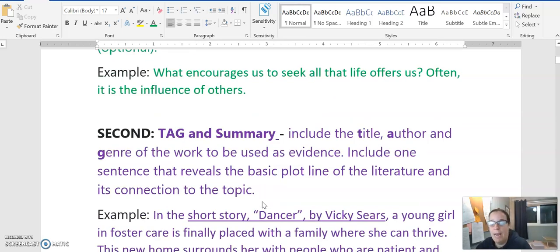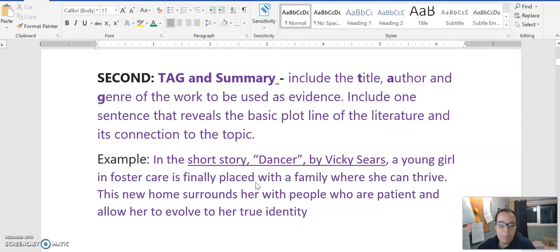The next step is the tag and summary. So this might be sentence 2 and 3, or maybe 3 and 4. Again, this shouldn't be any longer than 2 sentences, okay? So the tag, basically it's a sentence that's going to include the title of the work you're going to be using, the author of that work, and the genre of that work that you're going to be using as evidence to prove your point in this essay. Then what you're going to do is include 1 sentence that reveals the basic plot line of the literature and its connection to the topic. Sometimes if you're a really strong writer, you can put all this together in 1 sentence, but that's up to you. If you need to take 2 sentences to do that, you can.